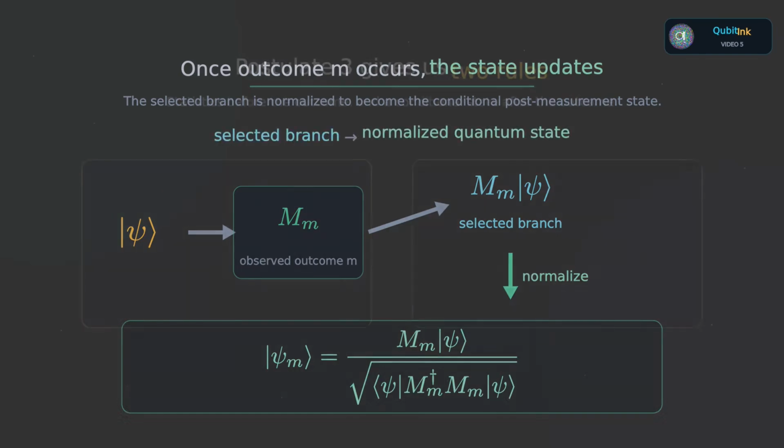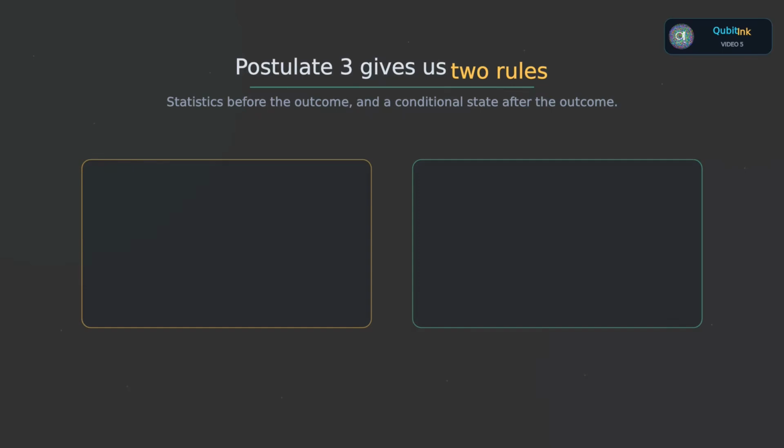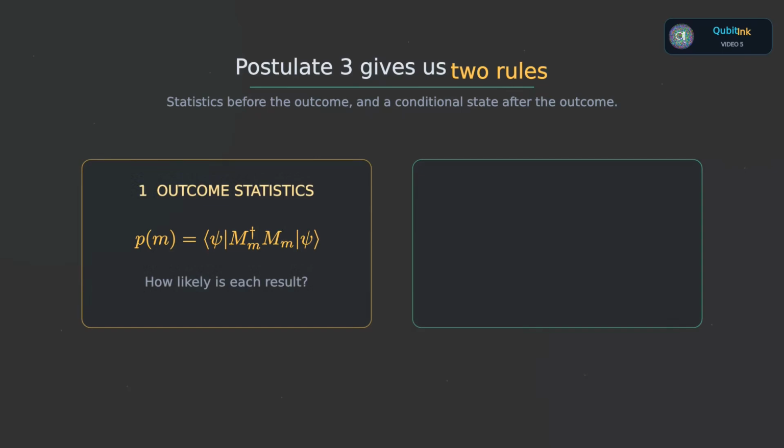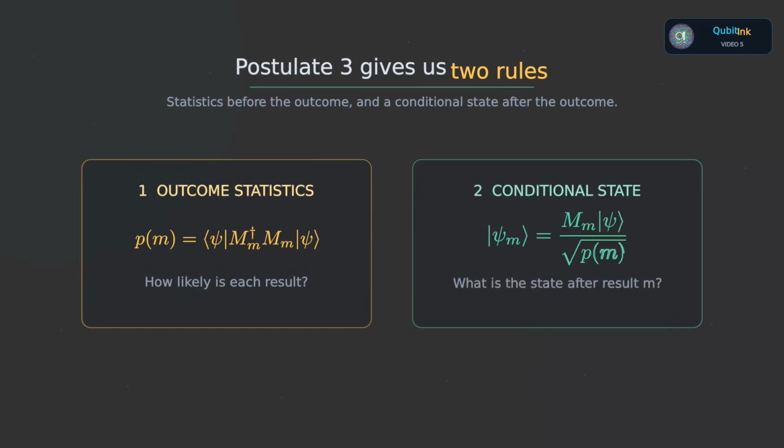Notice that postulate 3 therefore gives us two distinct pieces of information. First, it tells us how likely each possible outcome is. Second, once we know which outcome occurred, it tells us the new quantum state conditioned on that result. Those two rules are both part of the general measurement postulate.